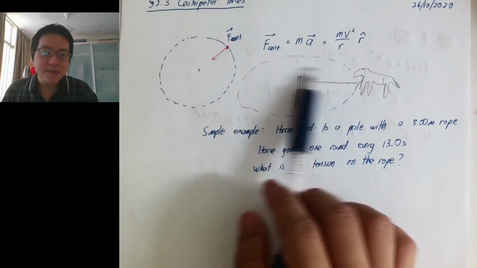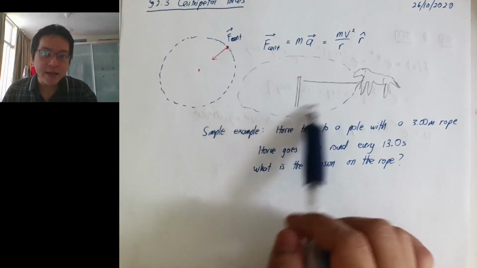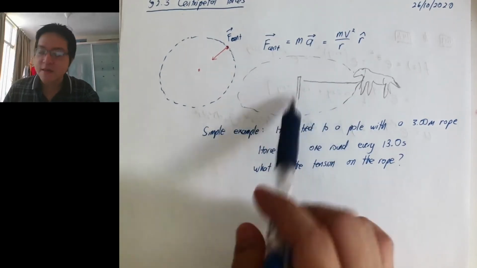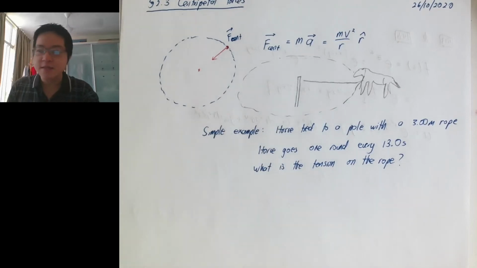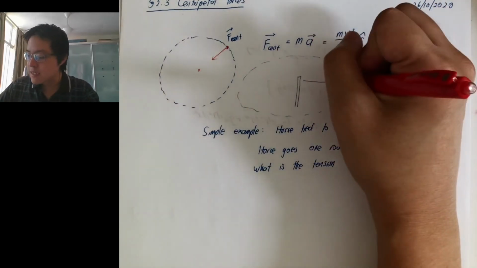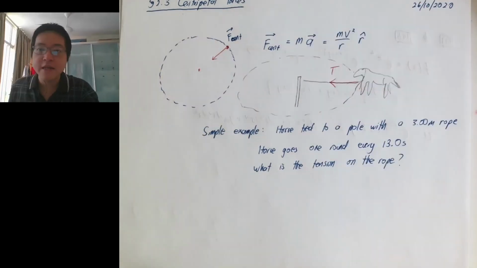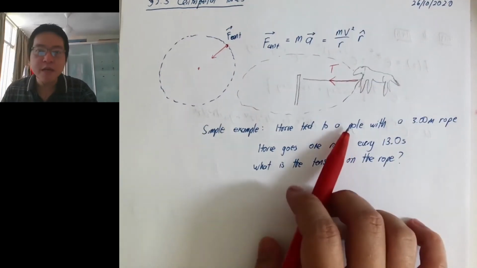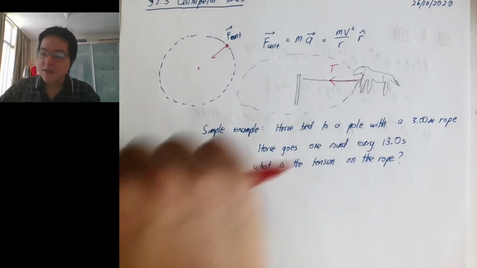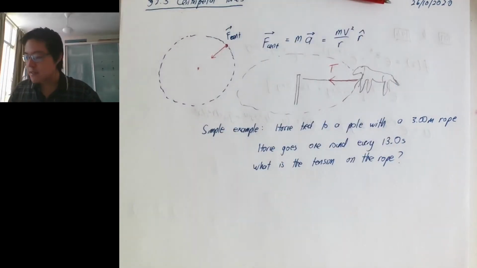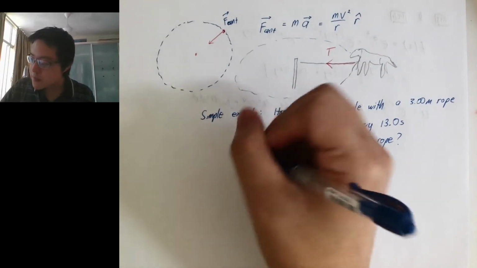So this is a centripetal motion, and there exists a centripetal force that causes the horse to go in a circle, and this force is not a new type of force. It is an existing force that we have learned before. It is tension. So from here we can determine the tension of the rope. The only force that is acting towards the center is the tension.